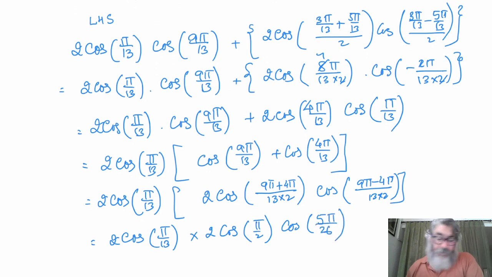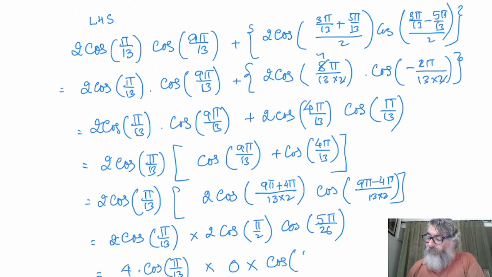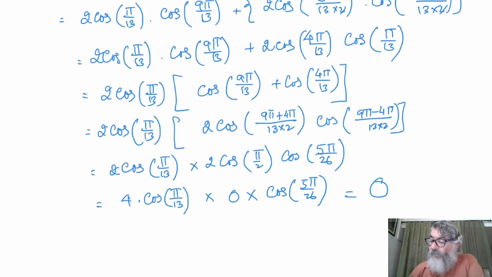Is that clear? Now here it will be 4 cos pi by 13, but we know that cos pi by 2 is 0, into cos 5 pi by 26. So anything multiplied by 0 is 0. So we get left hand side equal to right hand side. We had to prove it equal to 0.